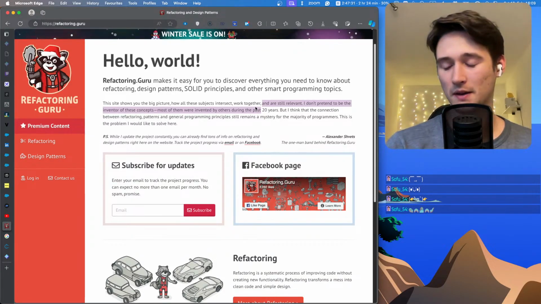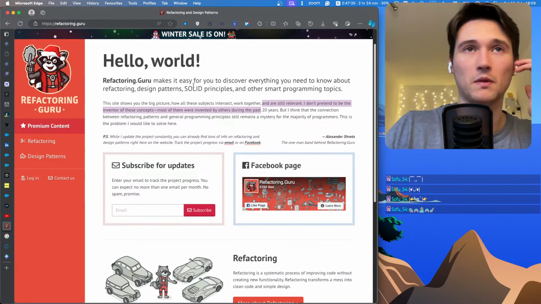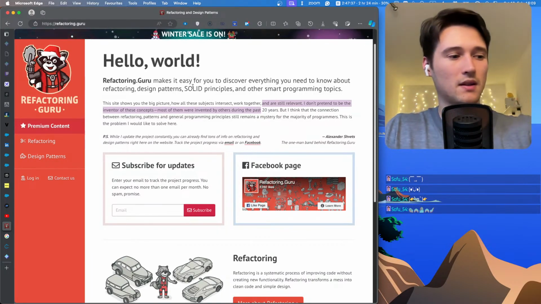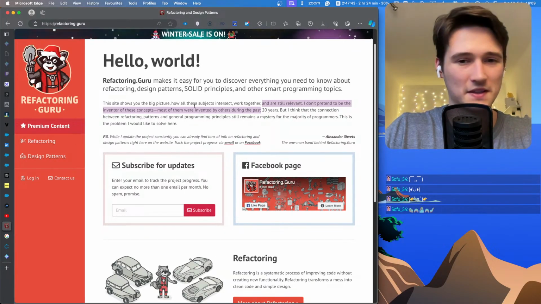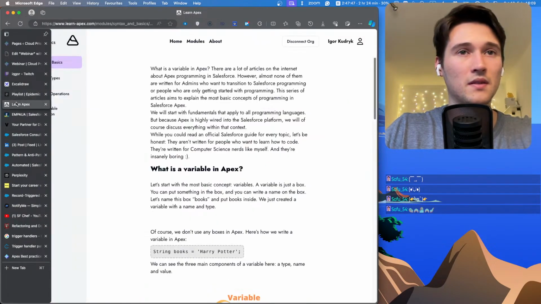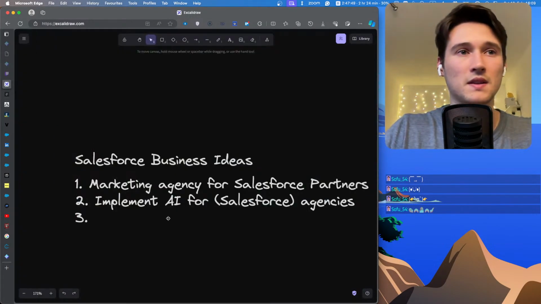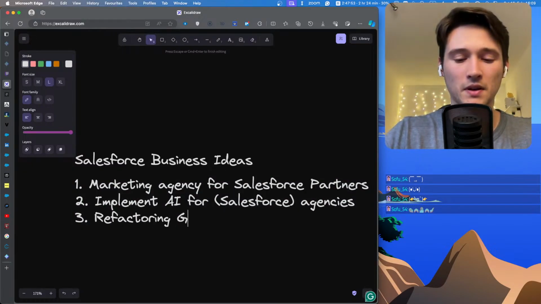So if you have really good experience in development, then it's going to take you maybe a couple of months to write those things, maybe a couple more months. You definitely can get it done in one year. That's sure. So idea number 3: Refactoring Guru for Salesforce.